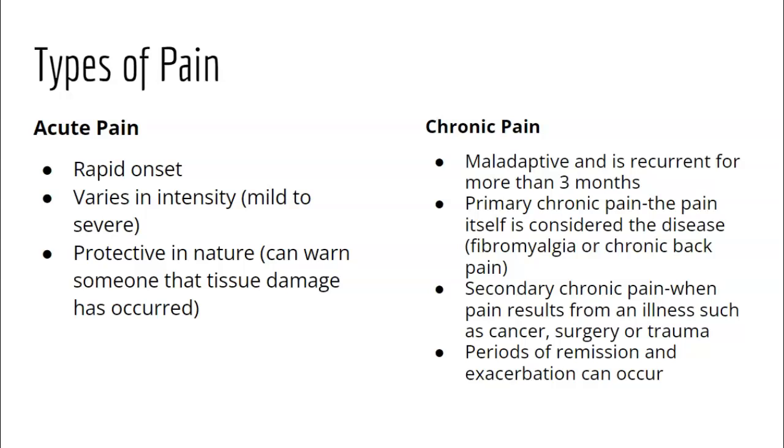You have to know that chronic pain will have periods of remission where there is no pain and exacerbations when that pain comes back. And there's no set time of when somebody can be in remission and when somebody gets an exacerbation. People can have long periods of remission and then have exacerbations. There is no exact set time for it.